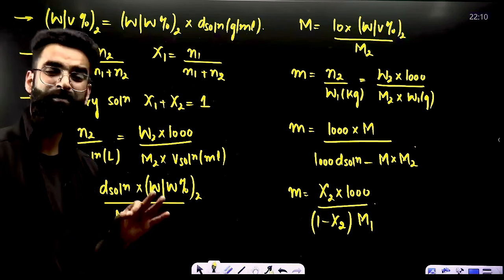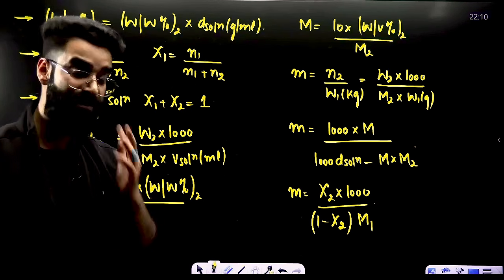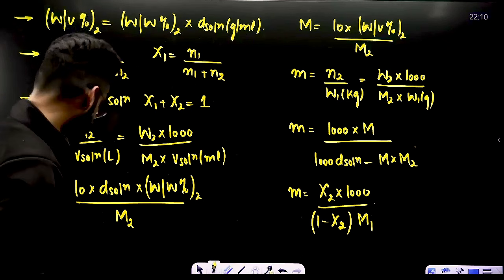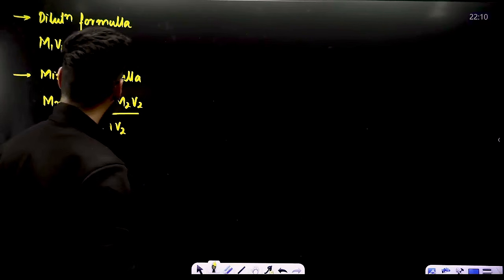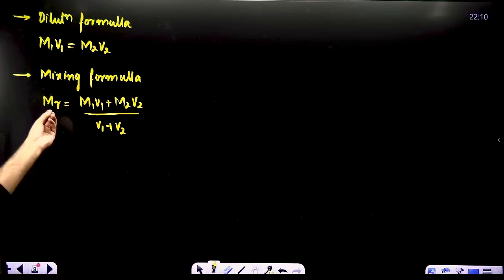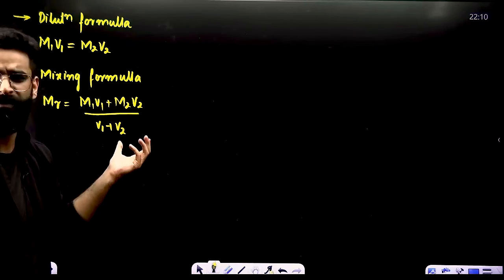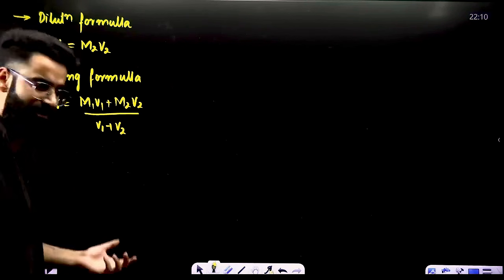So these are some important results, right, from which directly formula based questions can be asked. I believe it's clear. Coming to the chapter, there is one more dilution formula, you know it, M1V1 is equal to M2V2, or mixing formula, molarity of the resulting solution is equal to M1V1 plus M2V2 divided by V1 plus V2 when you have got non-reacting solutions.